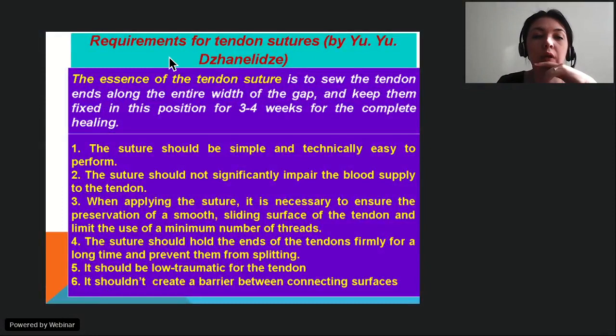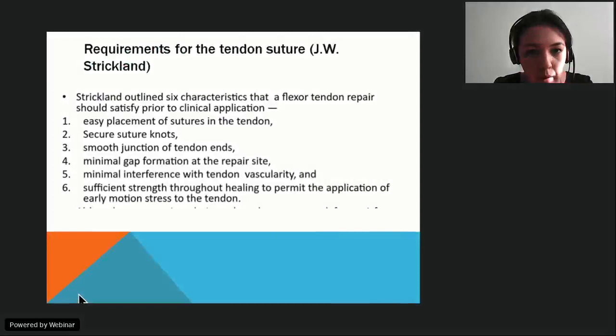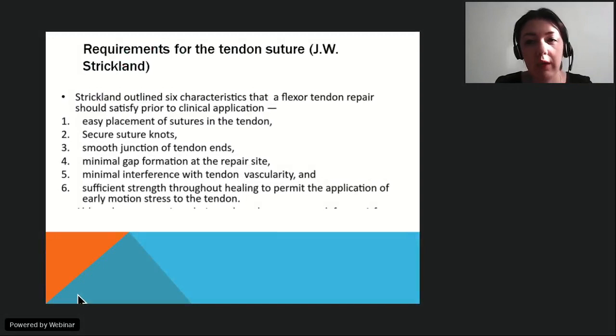So, requirements for tendon sutures. The essence of the tendon suture is to sew the tendon ends along the entire width of the gap and keep them fixed in this position for 3 to 4 weeks for complete healing. So what are the requirements? Now we will talk about requirements which were given by a great Russian surgeon, Yurievich Dzhanelidze, but later we will compare them with the other requirements by Strickland, and you will compare it yourself, and actually they are the same.